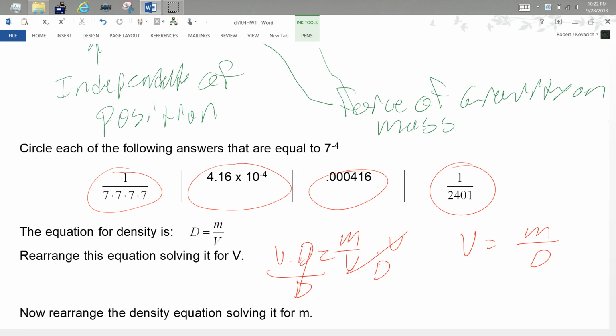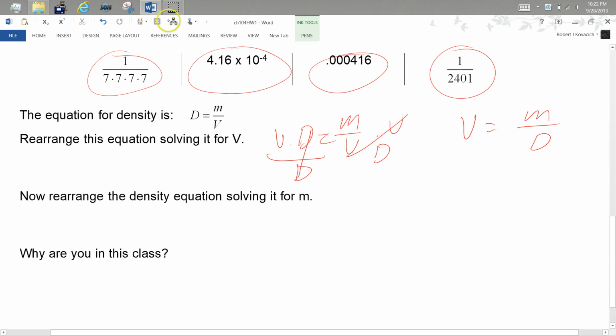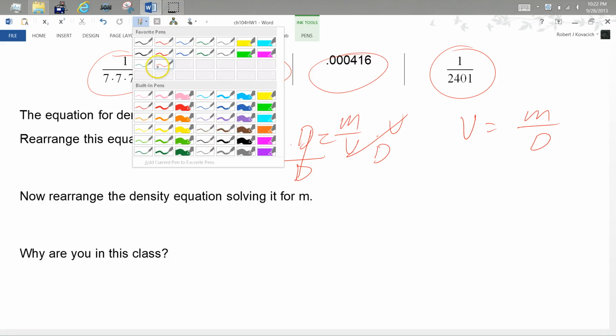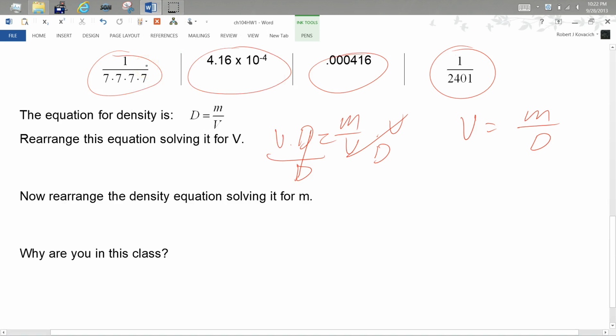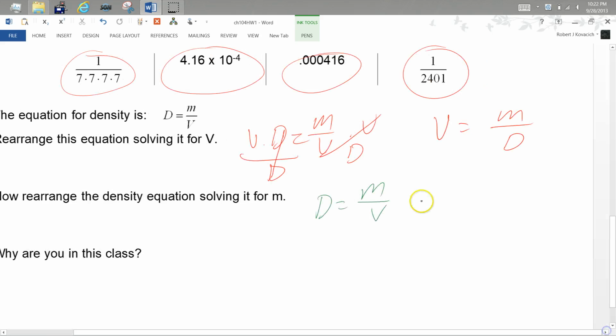Okay. And now let's rearrange and solve for mass. All right, so I've got density is equal to mass divided by volume. And so I just need to move that volume over. So if I multiply this side by volume, then I can cancel it out. And then I have to multiply this side by volume, and that leaves me with mass as being equal to volume times density, or density times volume.